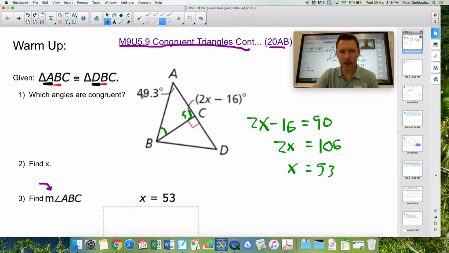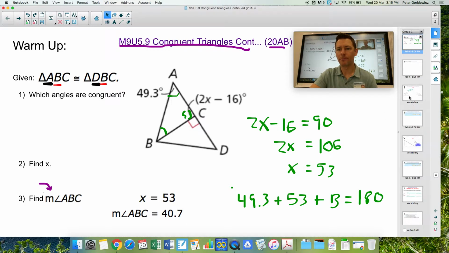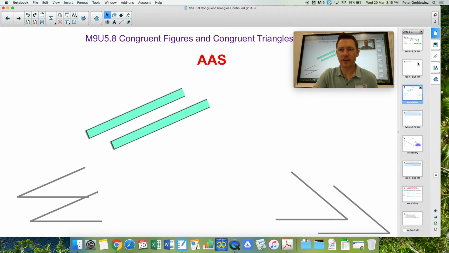and we know this is 49, all of the angles should add up to 180 in the triangle sum theorem. And so we can say 49.3 plus our 53 plus our angle B, let's just call it B for now, those should add up to 180. And we can subtract and solve for B. Use your calculator, use your brain, doesn't matter to me. Bing! 40.7, great. Moving on. We'll address some questions next time.